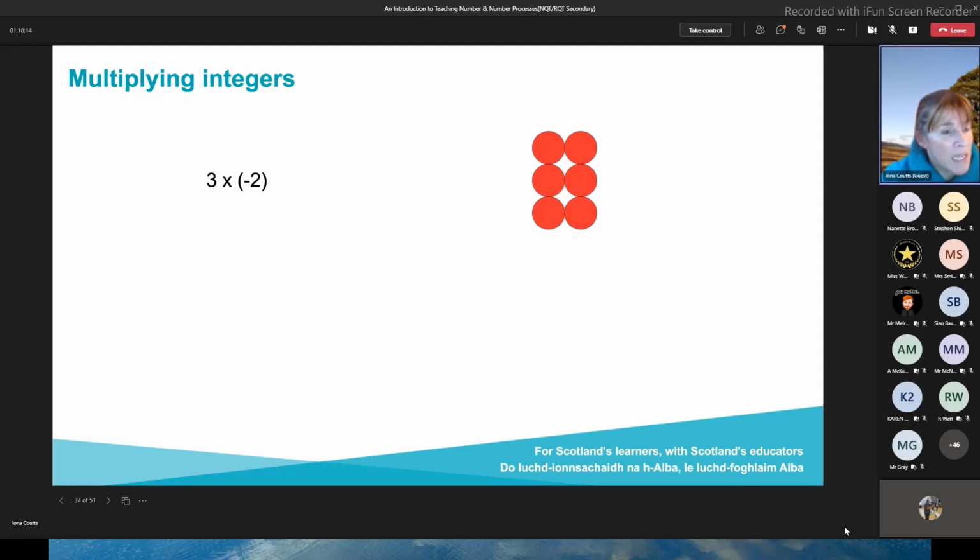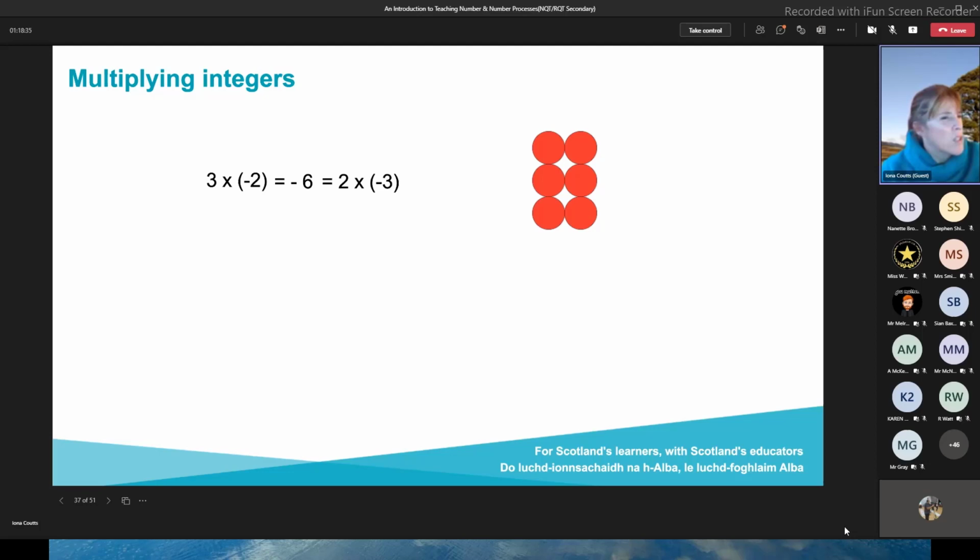And in the same way here, we've got 3 lots of -2. Learners can see that that's 6 -1s, so we've got -6 there, but they could also view that as 3 lots of -2 as well, and so we've got this idea of two slightly different but connected calculations.